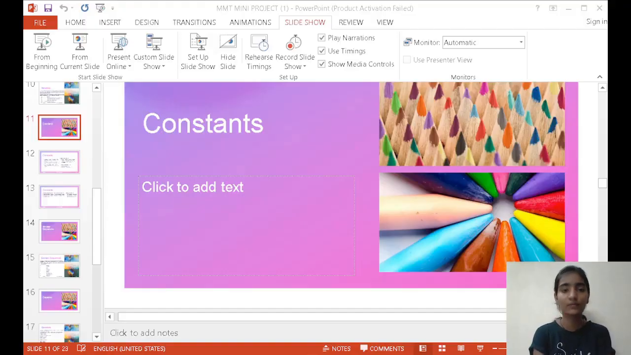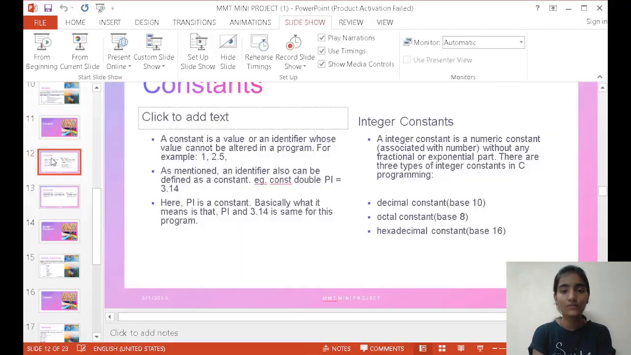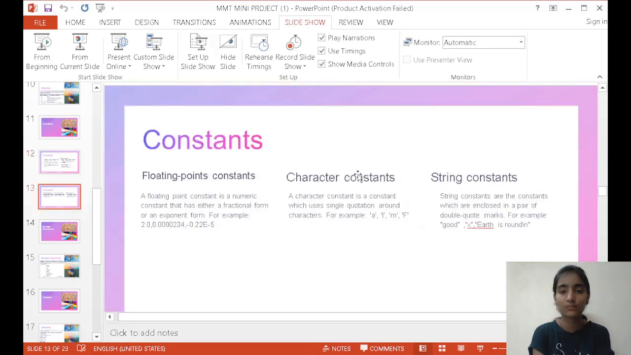Now let us study what a constant is. So a constant is a value whose value cannot be altered in the program. For that you need to write the const keyword, and after that anywhere that particular identifier will come, at that time we'll have the constant value which you have declared in the first. Now we will study what is an integer constant. So an integer constant is a numeric constant which is associated with numbers.